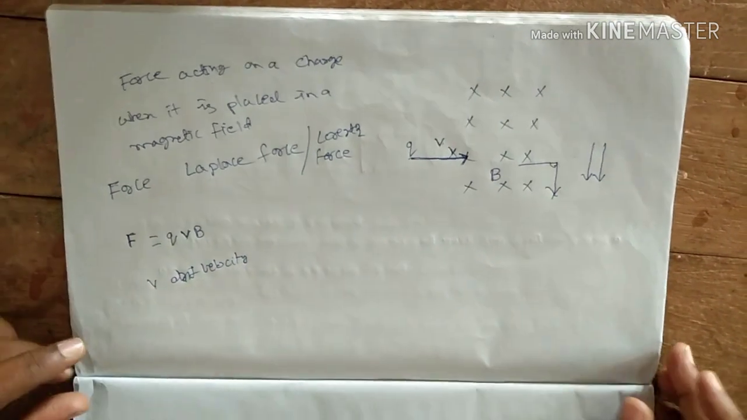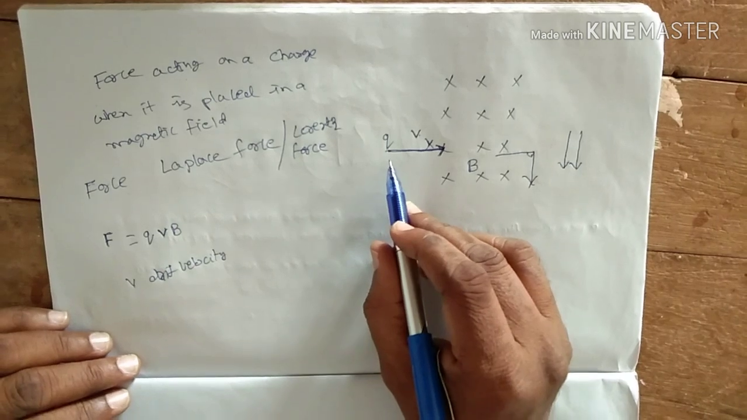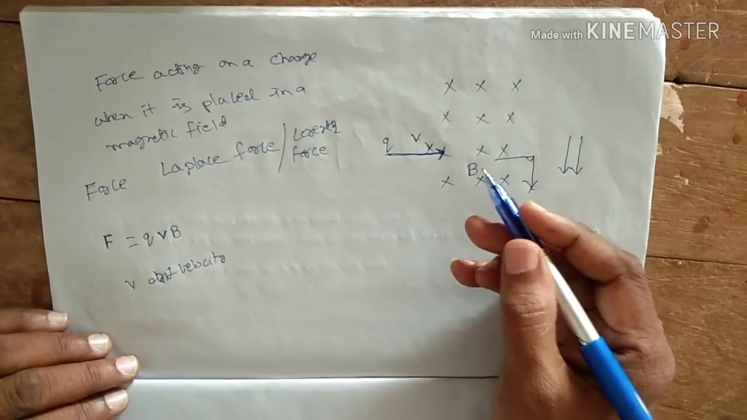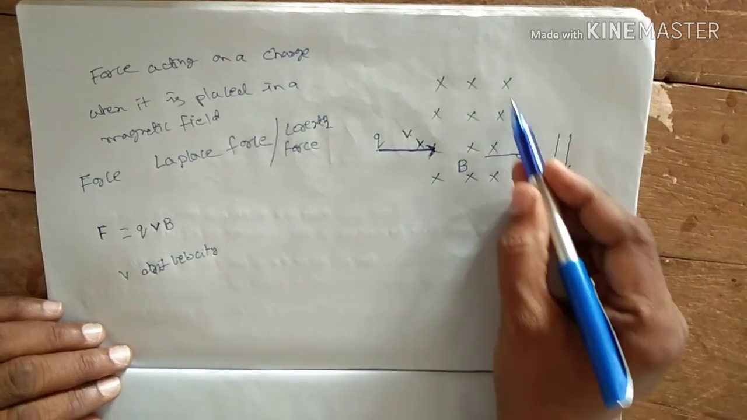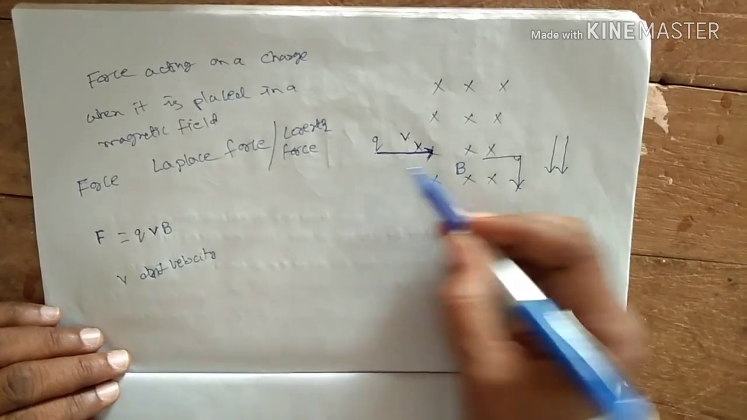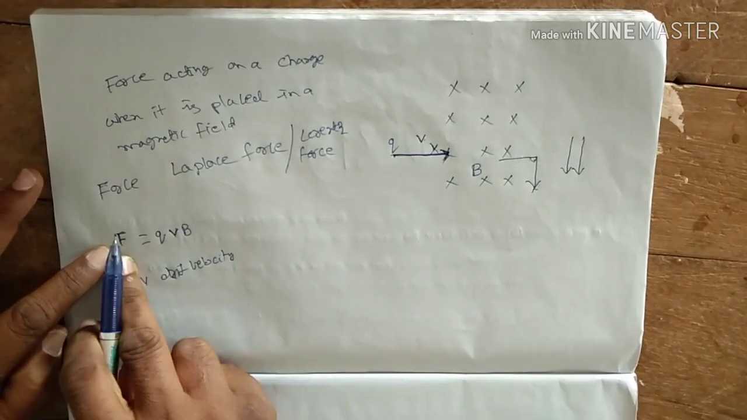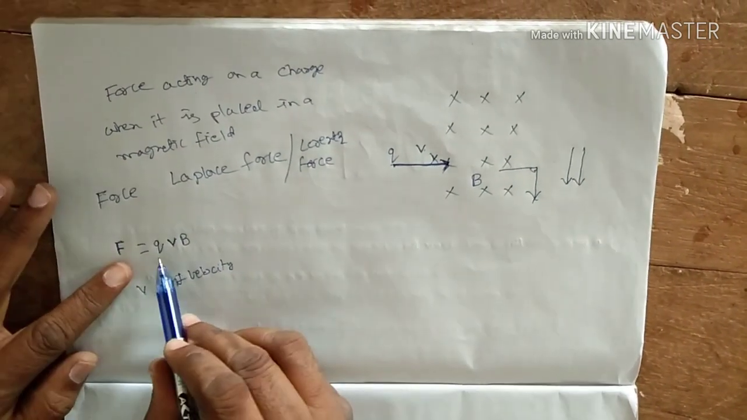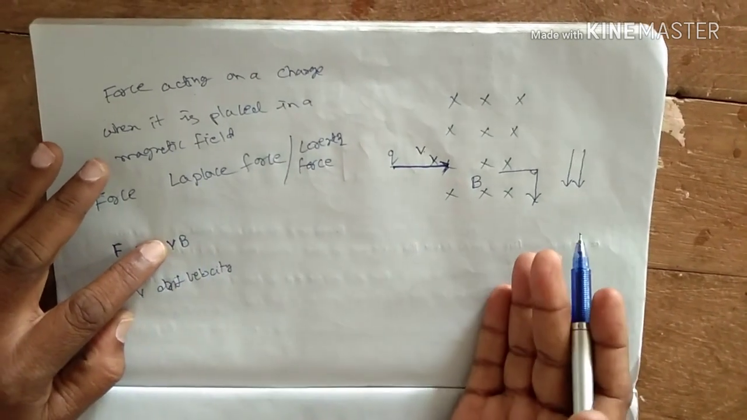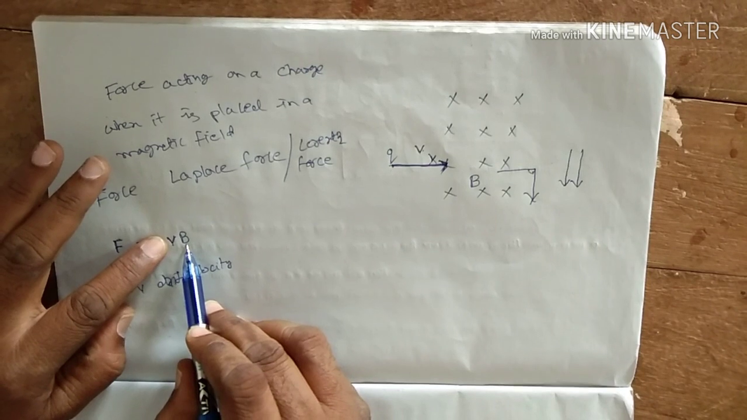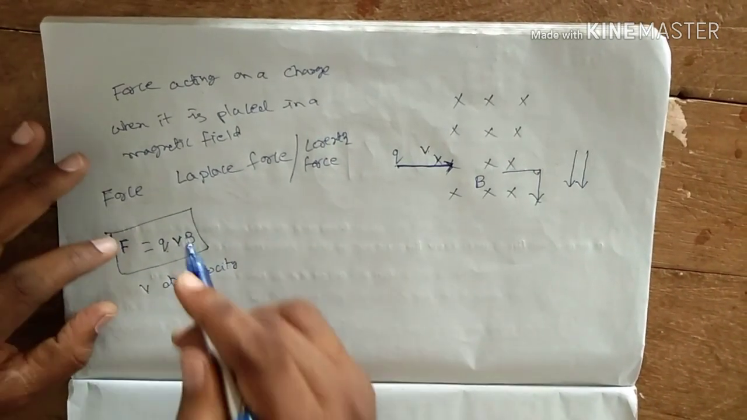So one can say that when a current carrying charge is moving in a uniform magnetic field, the charge experiences a force, which is equal to the product of its net charge, its velocity, and the magnetic field induction B. Okay, so this is the idea. By this one can calculate F equals QVB.